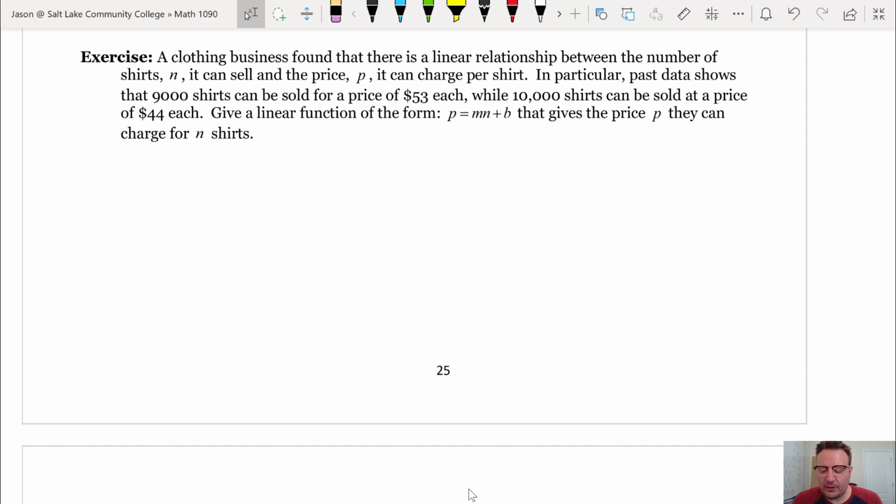Okay, so we want a function that relates price to quantity. Price and quantity. Whenever you think of a function that relates price and quantity, you should think of supply and demand. I think this is going to be a demand curve, because they did research on the market and found what the market is demanding, right?